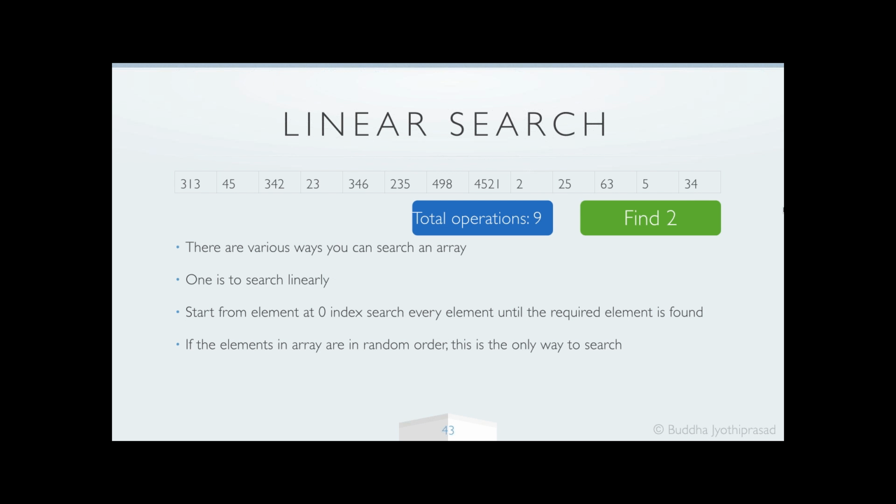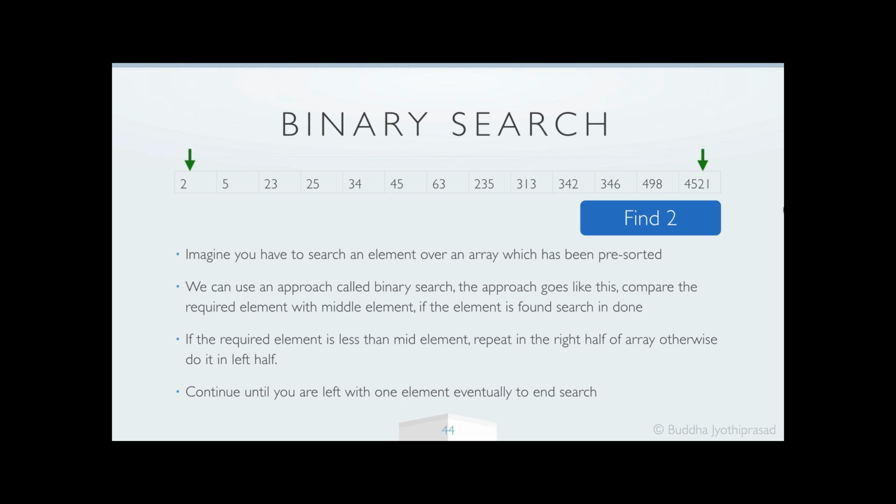What if there are a million elements in your array? Then you have to compare all 1 million elements. If the array is in unsorted, random order, you cannot do anything else except verify all the elements. That's why people generally sort the data, because when we sort, we have another method called binary search that simplifies the search. Assume that we are trying to search for 2 in a sorted array.